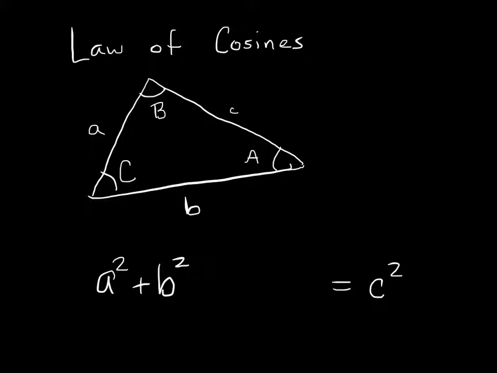So to fix that, we need to subtract something from the left-hand side. And it turns out the thing that we need to subtract is 2ab cosine of the angle C. And there you go. That's the law of cosines.